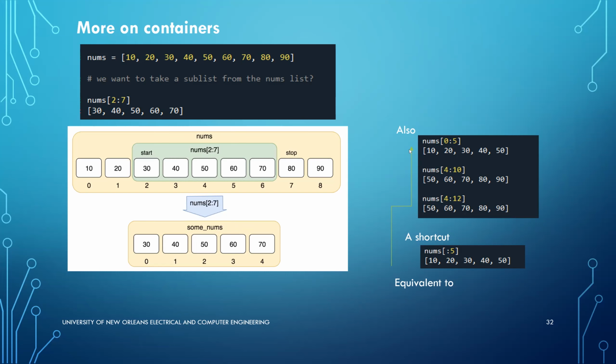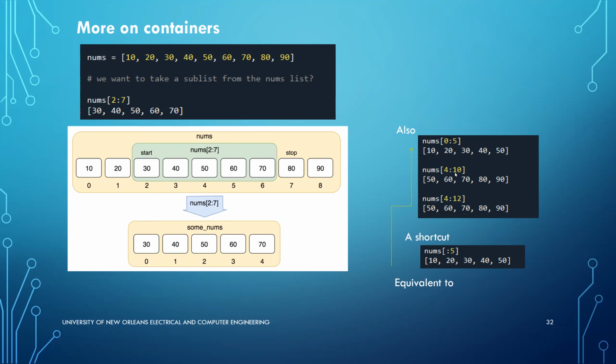Also, you notice here on the right, if we run nums 0 colon 5, as you can probably imagine, it will go from element 0 through 1, 2, 3, 4, 5. 5 will be here. So you only will see from 10 to 50 by running this command. Also notice that if you expand the ending or the stop beyond the number of elements on the list, it'll just assume that you're looking for until the end.